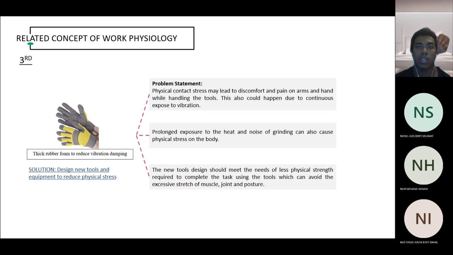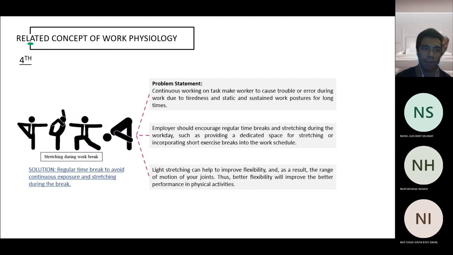The new tool design should meet the need for less physical stress required to complete the task, which can avoid excessive stress on muscles, joints, and posture, like this one, the rubber foam. We use a thick rubber foam glove to reduce vibration through damping.